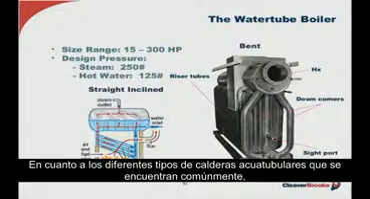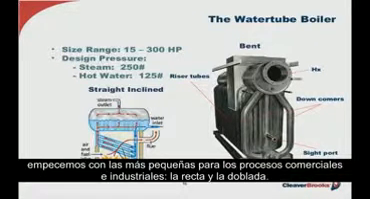Drilling down now into the various types of water tubes that you'll commonly find out there, we'll start with some of the smaller water tubes used in smaller commercial heating and industrial process applications. The straight inclined and the bent steel water tubes.